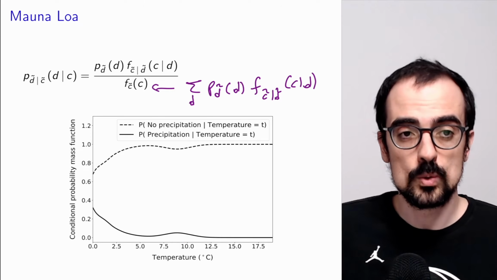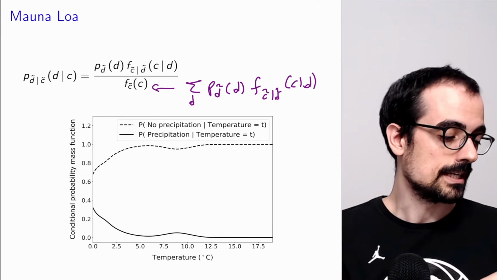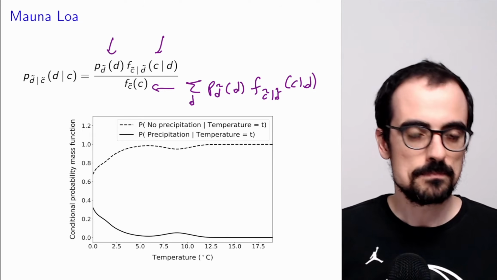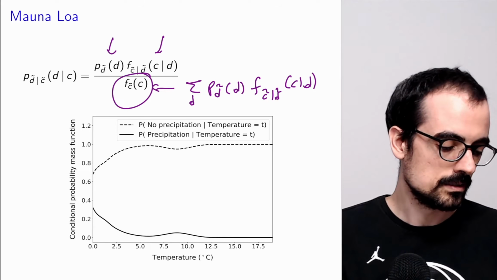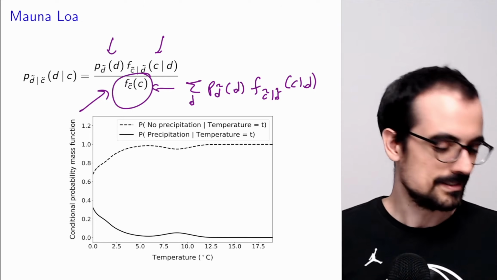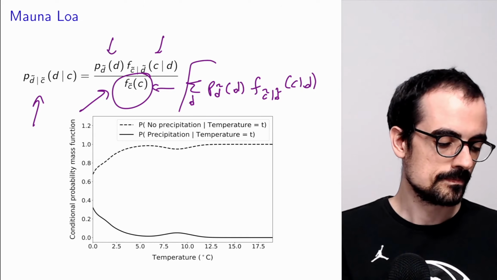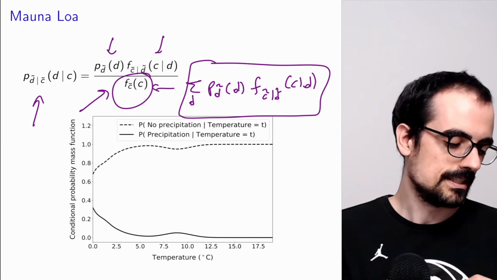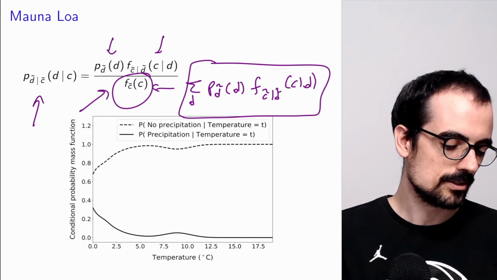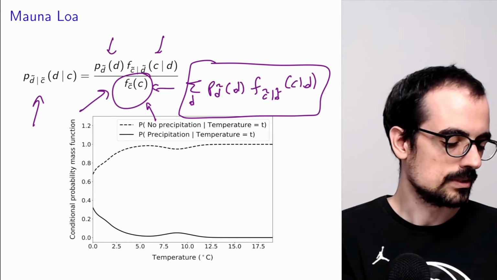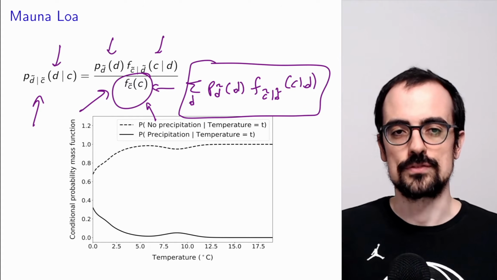The way we compute it is by taking the PMF, multiplying by the conditional PDF, and then we have to divide to make sure that this is a valid conditional PMF. We divide by this sum. So notice that this is just a normalizing factor, like the marginal PDF, so that this guy is a valid conditional PMF.